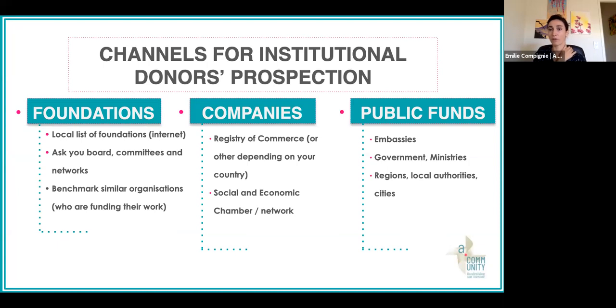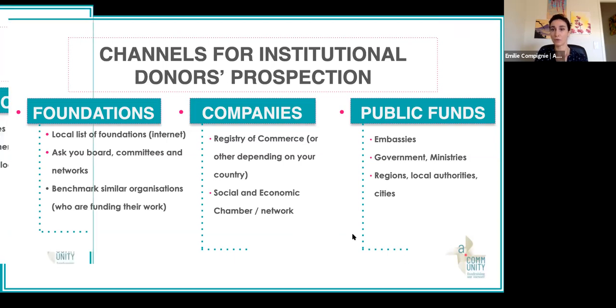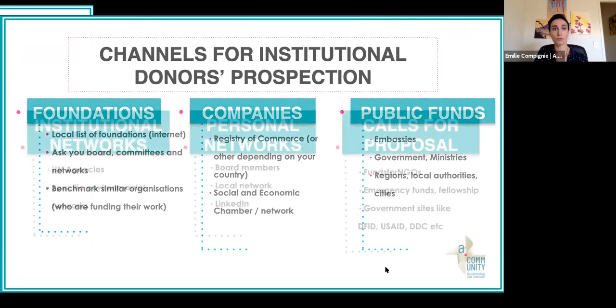The good thing about being part of Nonprofit Builder is that you're all working on the same topic. It would probably be interesting for you to save time on your research. Say some of you research a specific topic or specific areas. That could be an idea, mutualizing the work you're all doing so that you can support each other. For companies, you have registries of commerce and social economic chambers. For public funds, you have embassies, governments, regions, cities, etc. Of course, you need to do the research on Google, but at least that gives you a few tips on where to search.